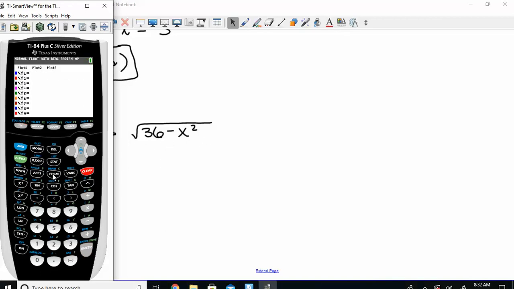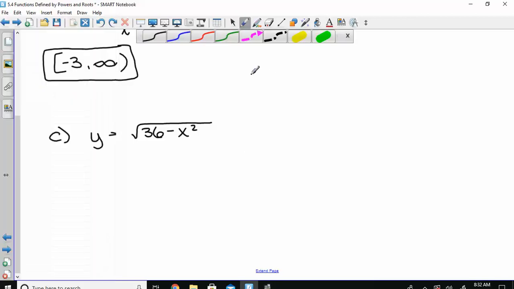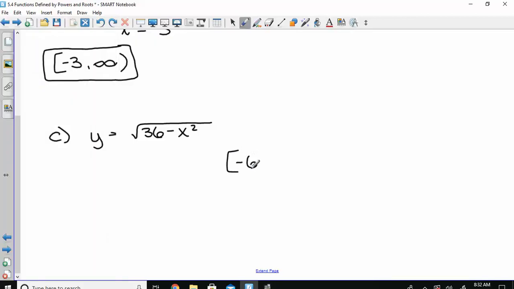You would put in the square root of 36 minus x squared. And if I graph this, we see it's like a semicircle. Where does this one start? You can see -6, and it ends at +6. So if it was one that had like a x squared or something and it was a little harder to tell, you could certainly get the domain from a graph anytime, really.